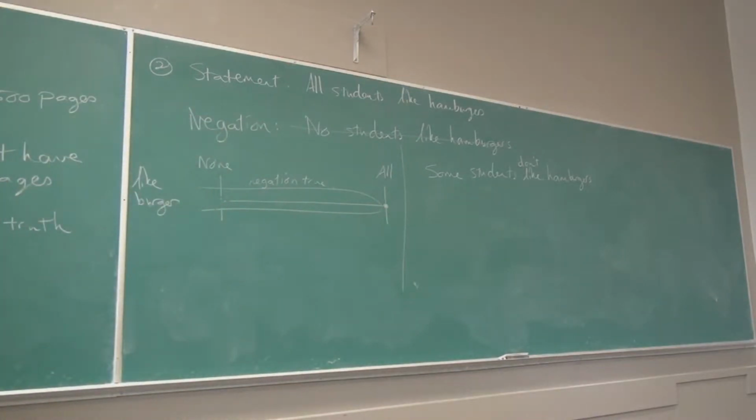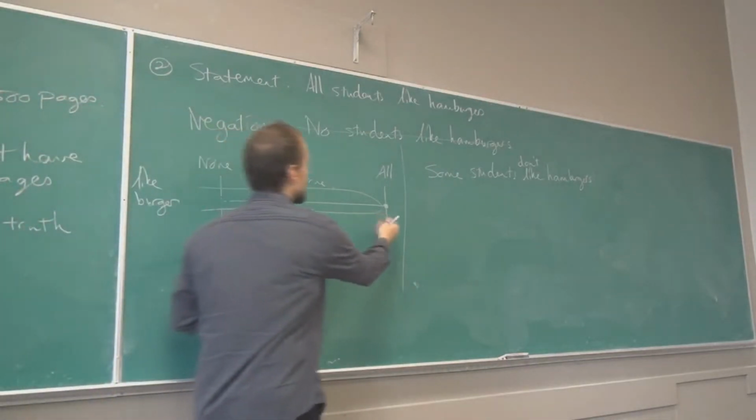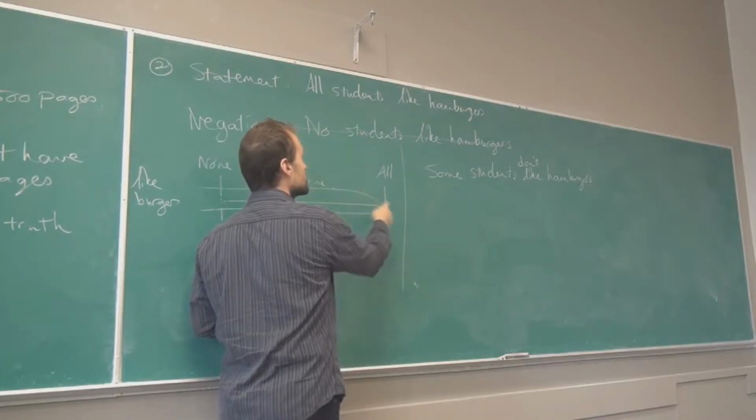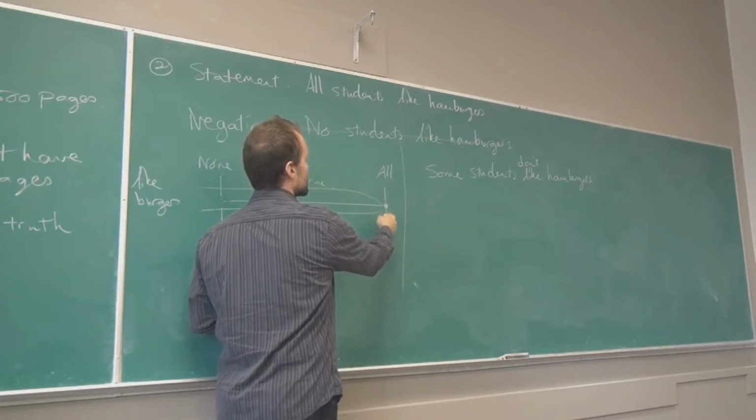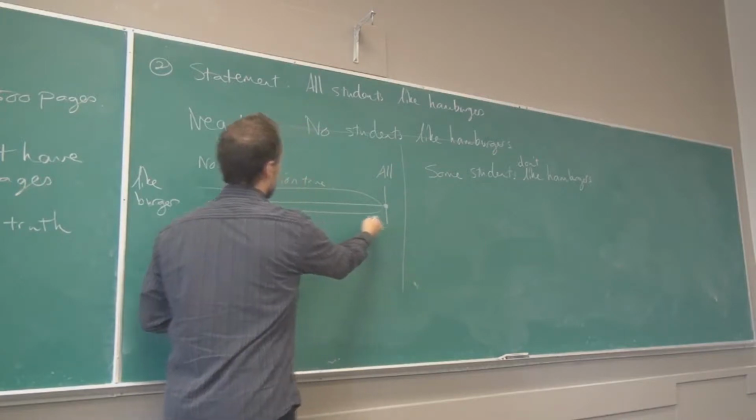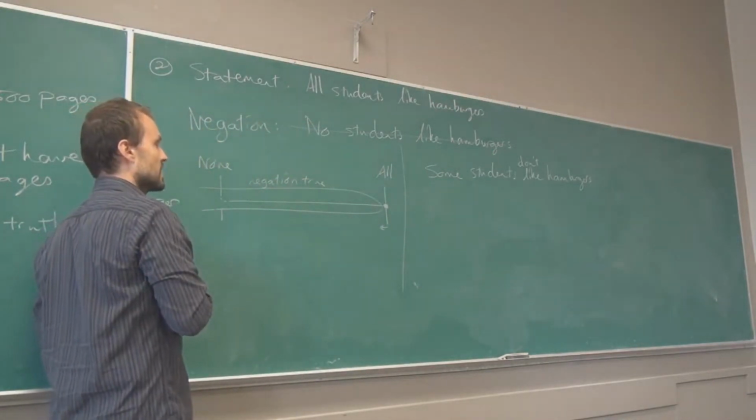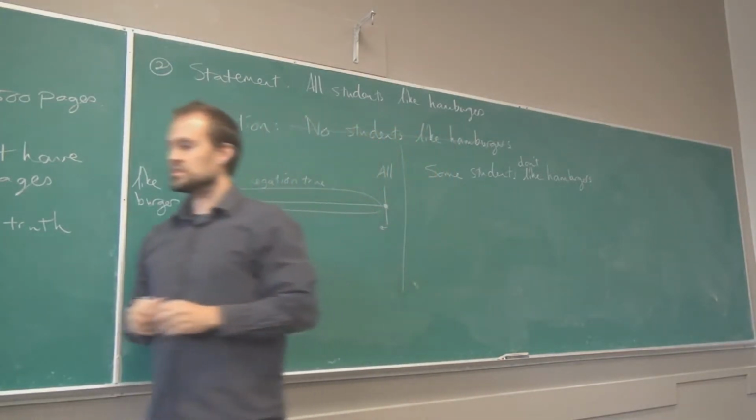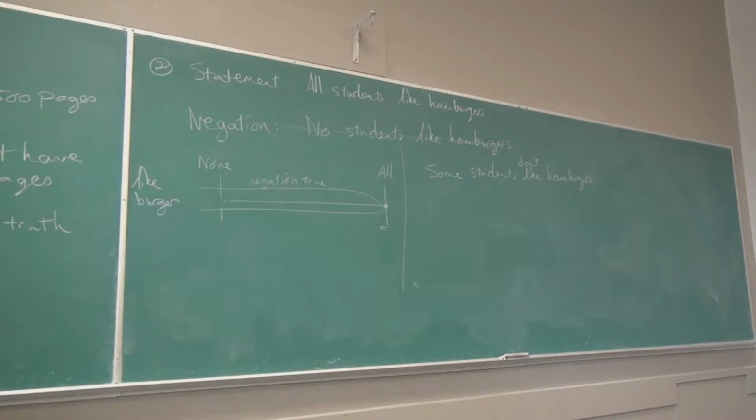I have to simply, with the negation, phrase it in such a way that I have the possibility that there is one or more that don't like it, so that I can step just away from this all extreme. As soon as one person doesn't like burgers, then I'm away from this, and part of the negation. If I have a sentence like this, some students don't like hamburgers, does it cover the possibility that absolutely no one likes burgers?